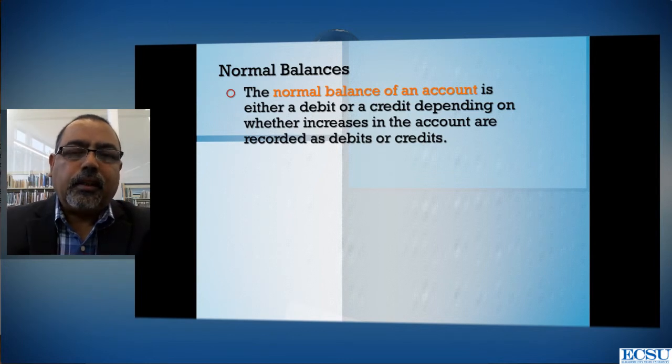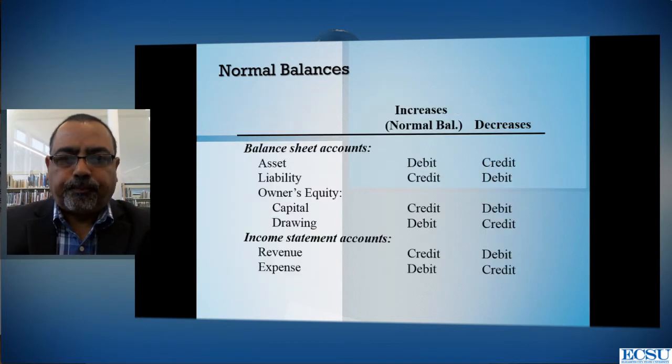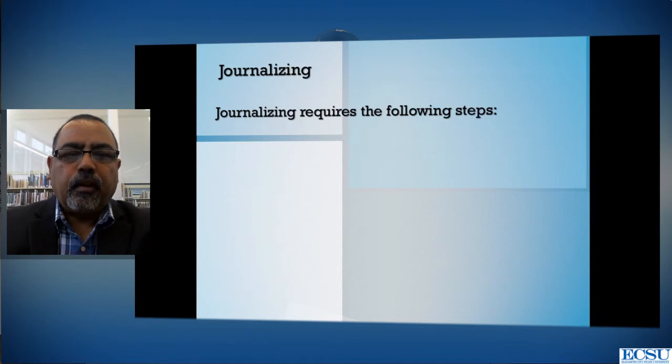Similarly, liability accounts, owner's capital account and revenue accounts increase when we credit them. So that is the increasing side, and hence the normal balance of those accounts will be a credit balance. So you can have a look at the chart. That's how we'll be remembering them.